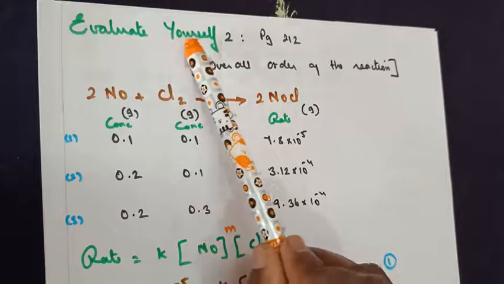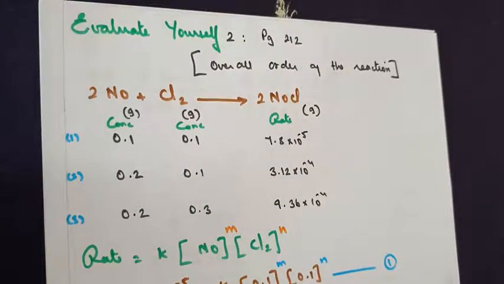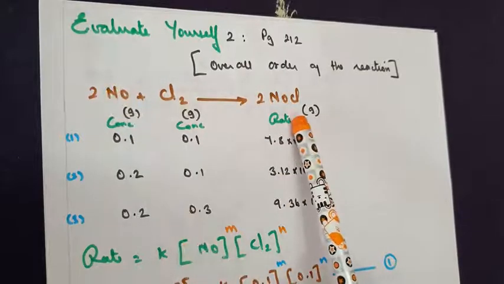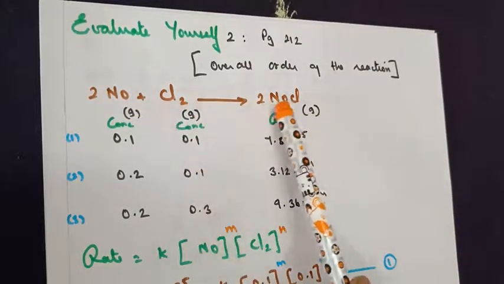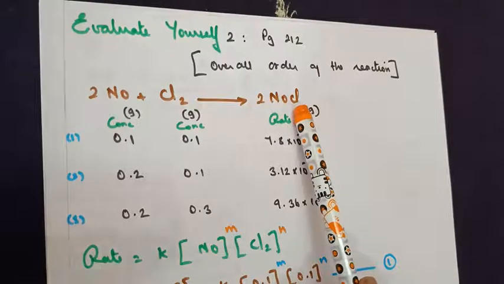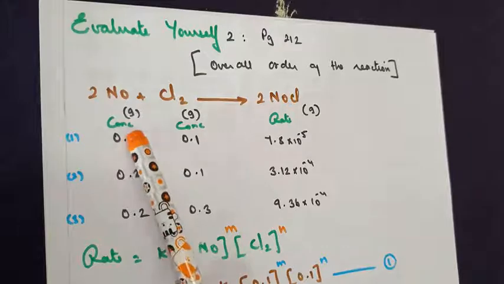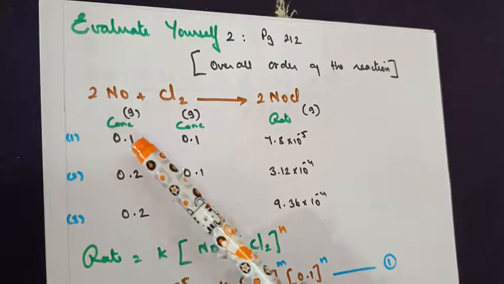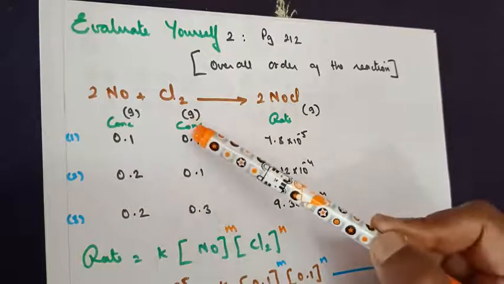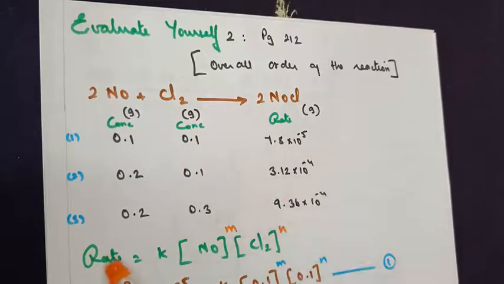The question is Evaluate Yourself question 2 from page number 212. The reaction is already given in the textbook: nitric oxide, when we treat it with chlorine, we get NOCl. Since rate depends on the concentration of the reactant, they have given us the concentration of NO in 3 different values. The concentration of chlorine is also given in 3 different values, and a rate value for each reaction is given.